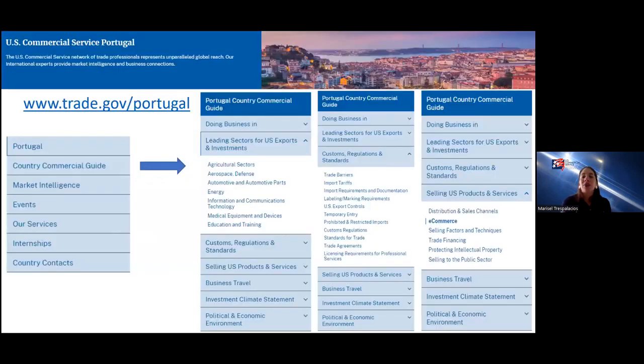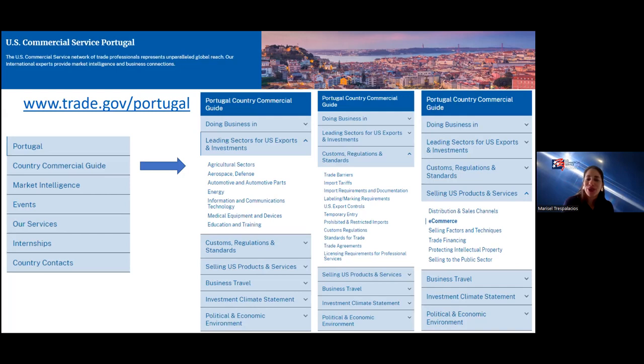Now, going a little bit more specific into a country, let's say that you're getting many trade leads from Portugal, that you're just intrigued to learn a little bit more about what's going on there. We have what we call Country Commercial Guides, and they're all for free on trade.gov. So if you go to trade.gov/the country of interest, Portugal, Italy, Morocco, you name it, you can land on this page. And then you click on Country Commercial Guides. And in there's a wealth of knowledge.